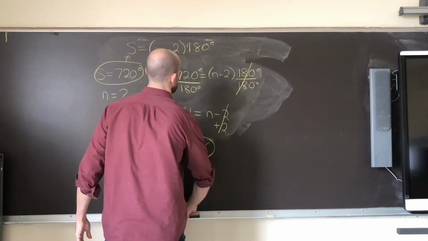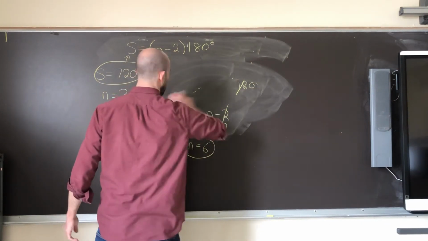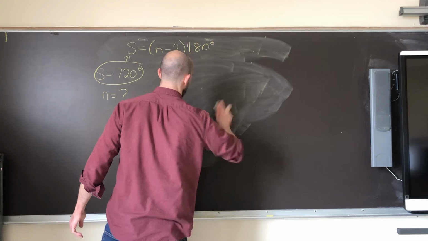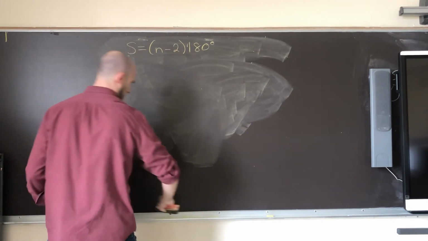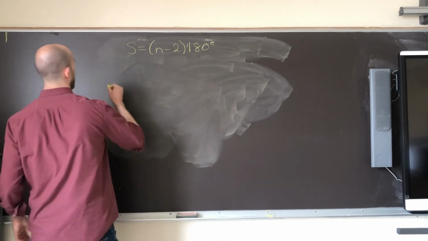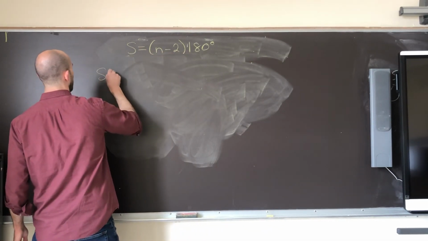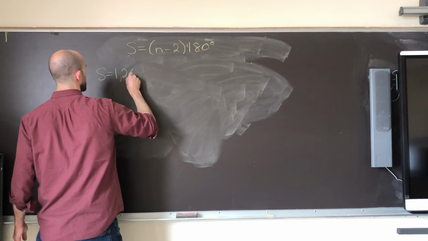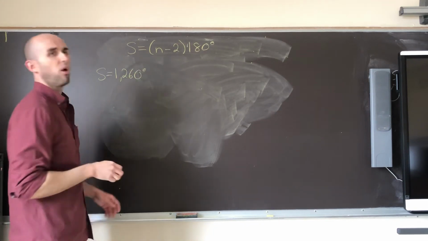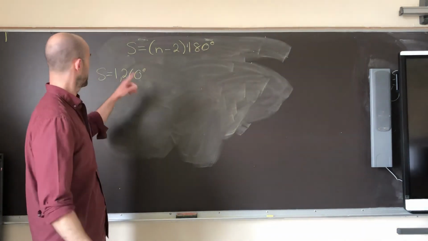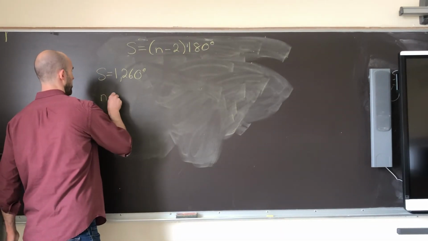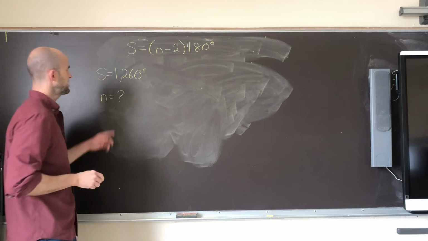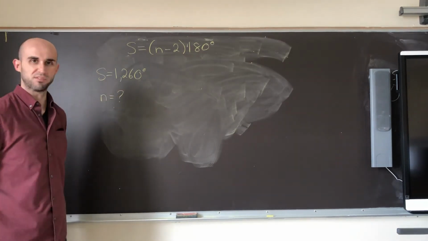Let's try another one, just so you guys get comfortable, right? It's a lot easier when they ask you just to figure out the sum, but in order to figure out the number of sides, it's just working backwards, right? Let's say that now we had a sum of 1,260 degrees. All the interior angles of a polygon add up to 1,260. We want to know how many sides this polygon would have that adds up to 1,260, right?